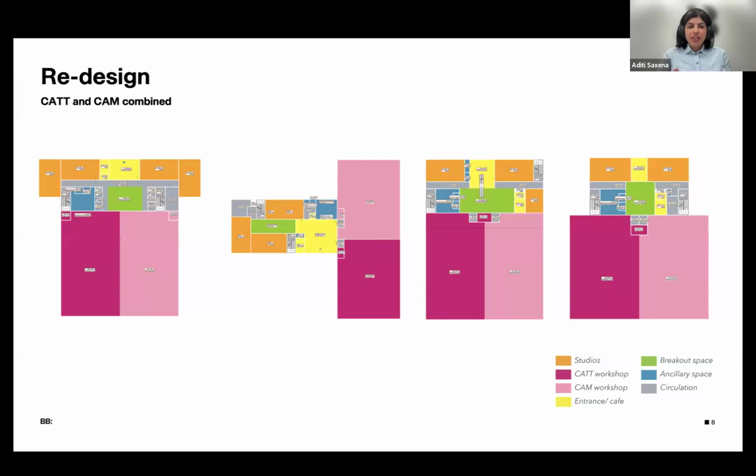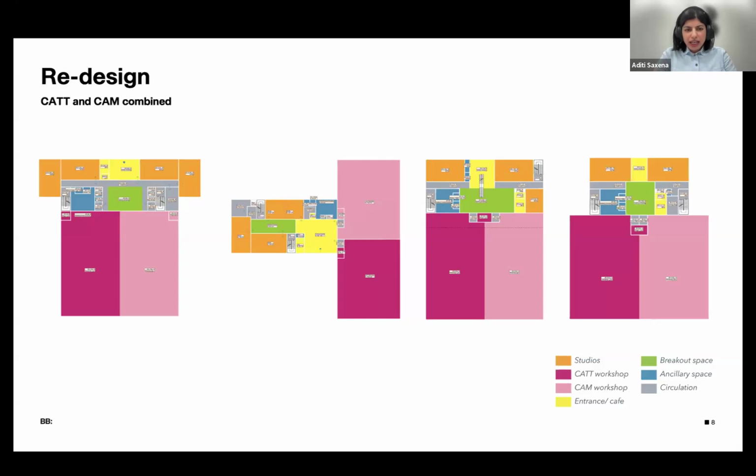So then we went back to REBA stage 1 with this new brief of the combined CAT and the CAM, and then we began appraising the adjacencies and the configurations. So we looked at numerous options, and as Adrian mentioned, we were extremely tight on time. But you can see some of the options we looked at here. So the orange indicates the studios, the breakout spaces in yellow, and then the workshops are in pink.